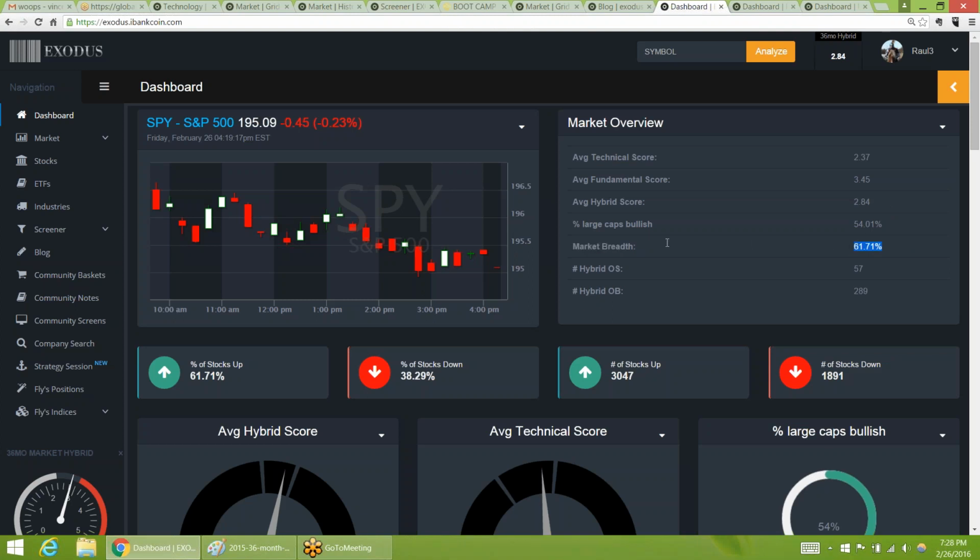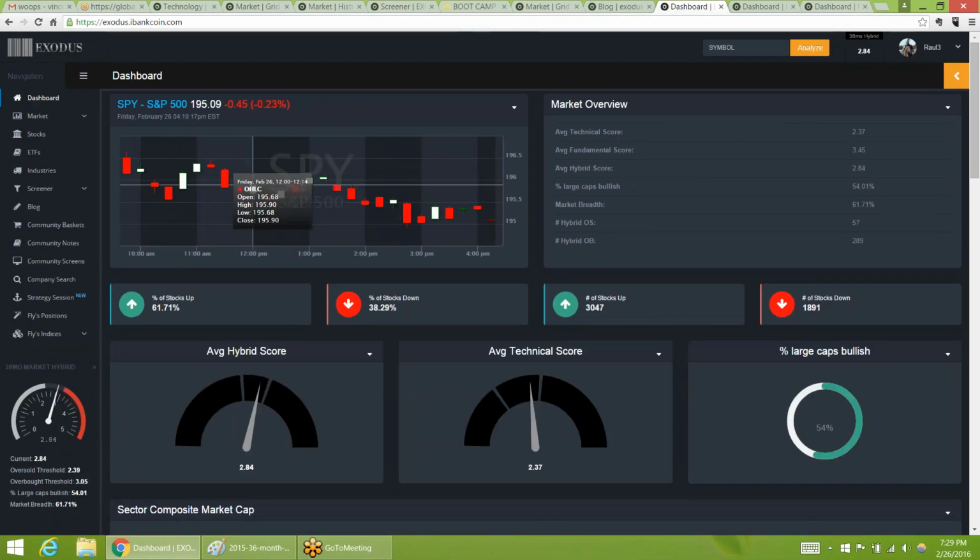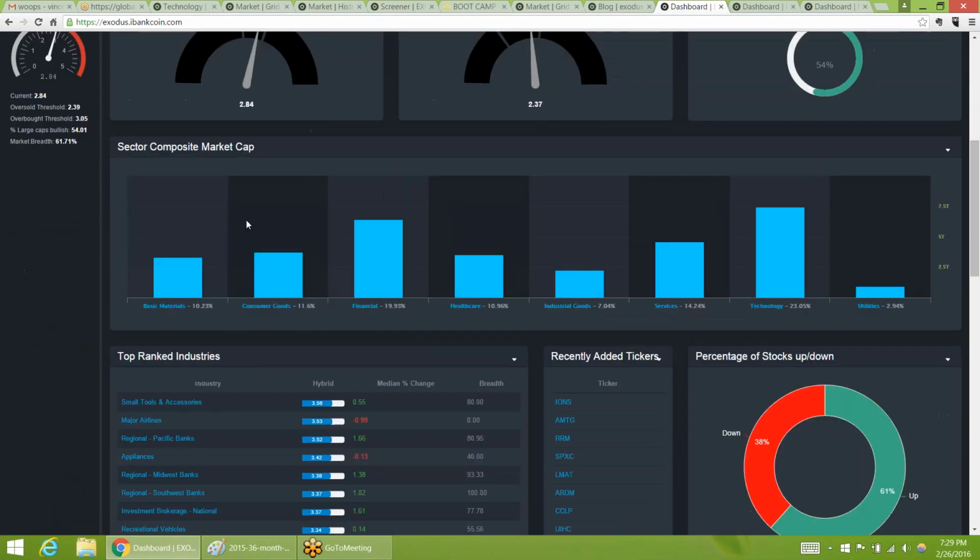There's some other places you could get breadth from, but they're not quite as all-encompassing as this number, because it's every single stock in our universe of Exodus. So that is something I'm always looking at. So what else do we have?